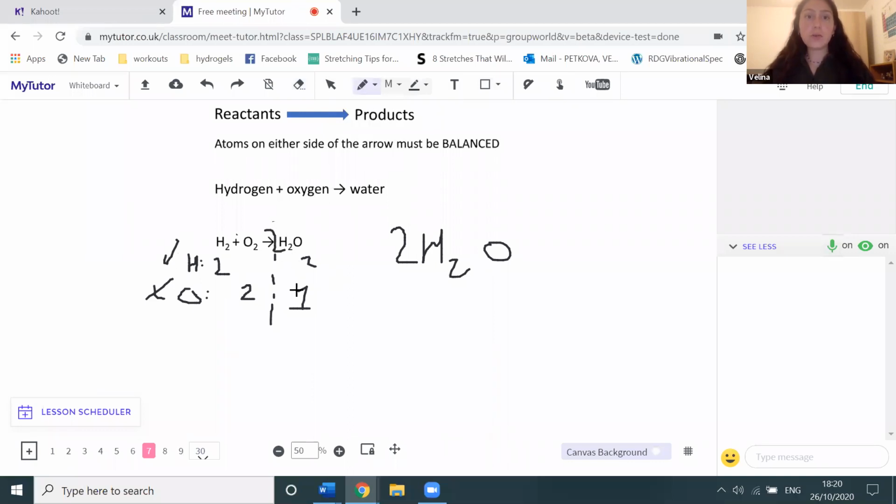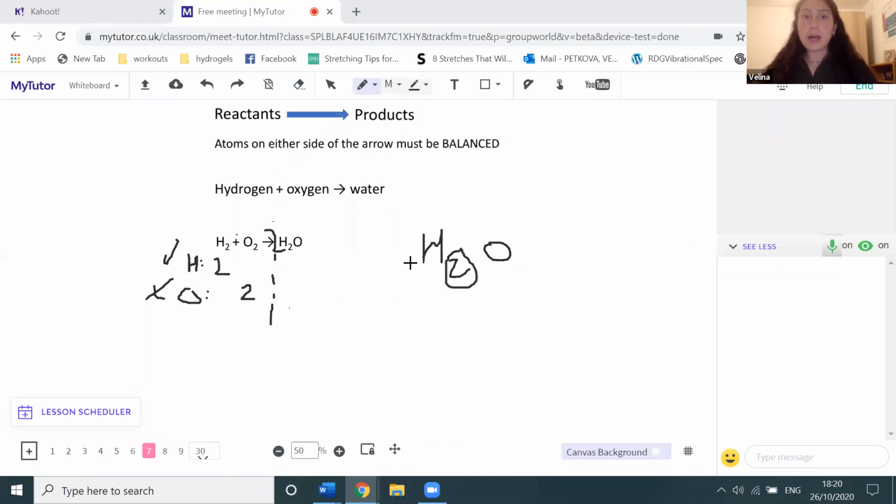Now we're going to count the atoms on the right-hand side. We're going to fix it. How many hydrogens do we end up with? So 2 times 2, because the 2's here. In the formula, what this little number is telling you is the number of hydrogens in your formula.